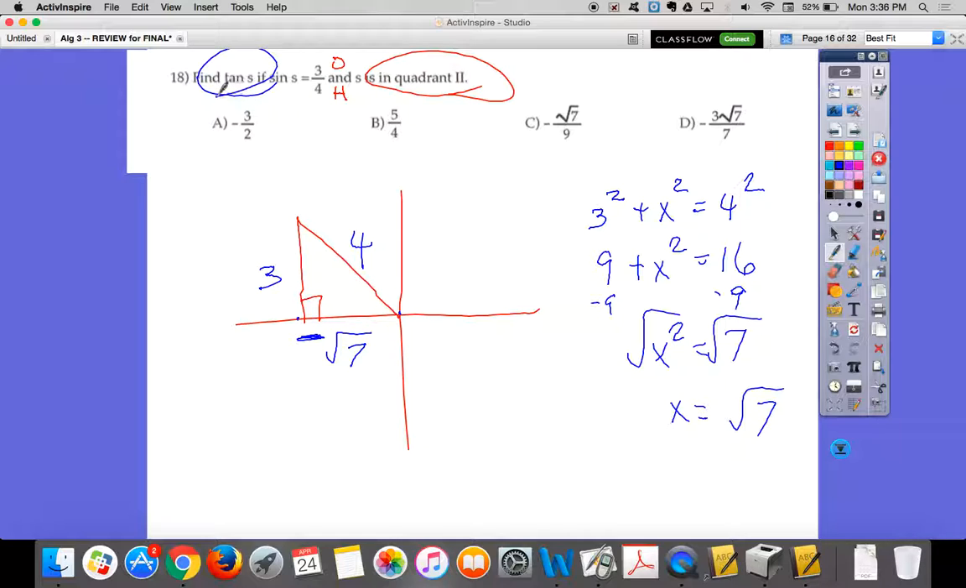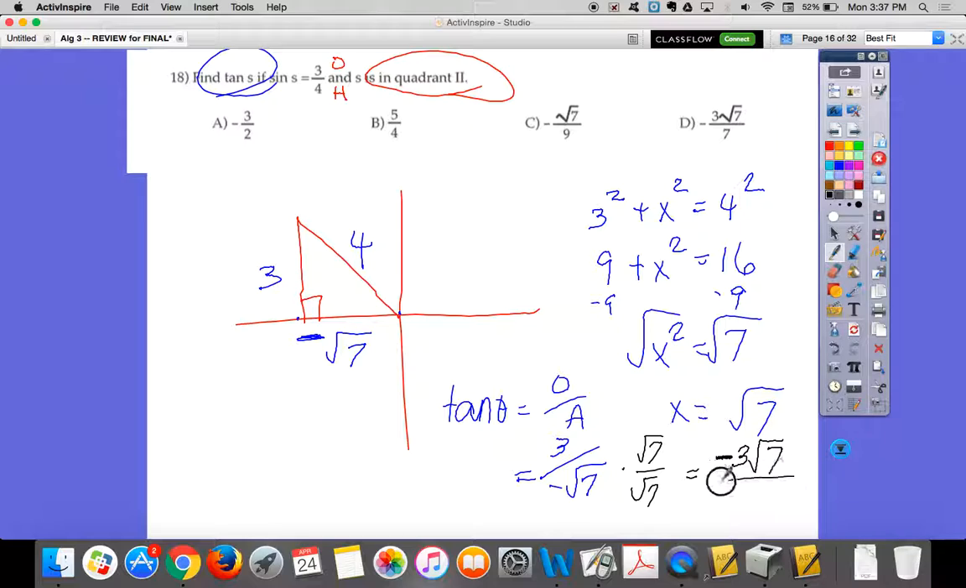We want to define tangent. Tangent is always opposite over adjacent. So our opposite side is 3. Our adjacent side is negative square root of 7. You cannot leave a square root in the bottom, so you have to rationalize. Remember, negatives can just float to the top. That's okay. So the negative goes up there and joins the 3. You can't multiply the 3 and the 7 together because outside numbers and inside numbers don't play together. And then square root of 7 times square root of 7 is just 7. So it's a perfect match for option D.